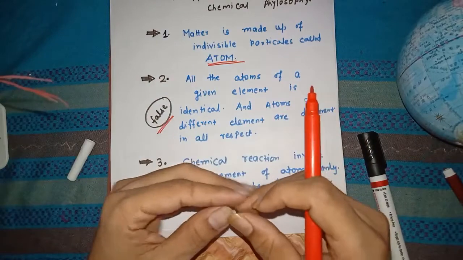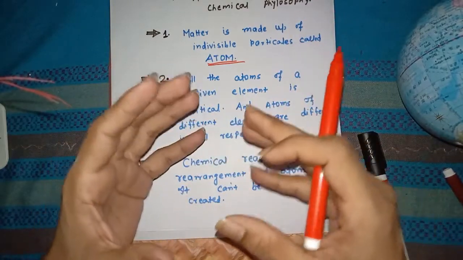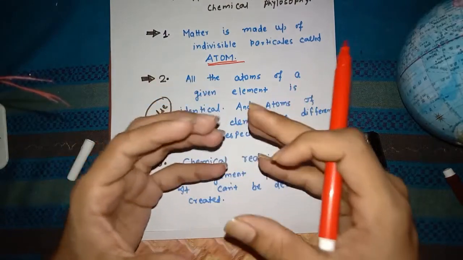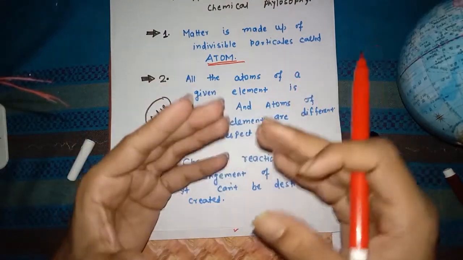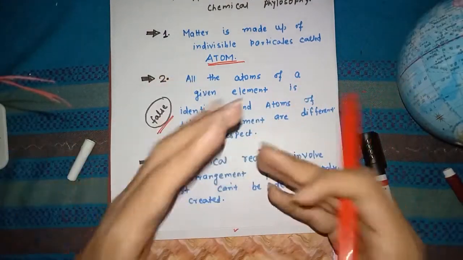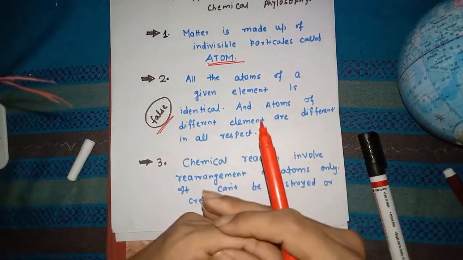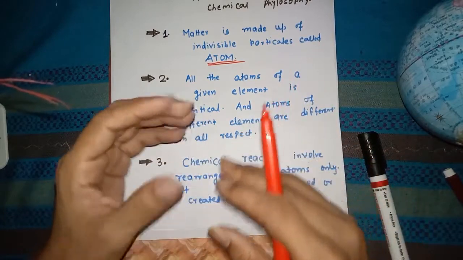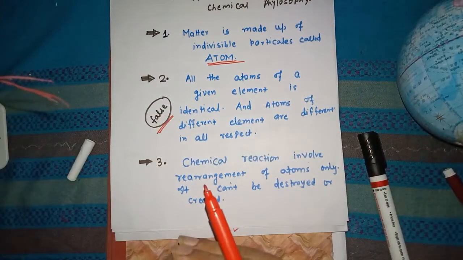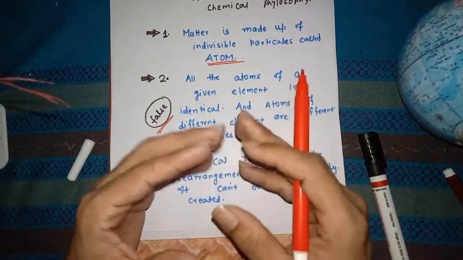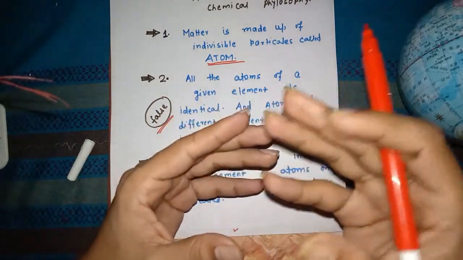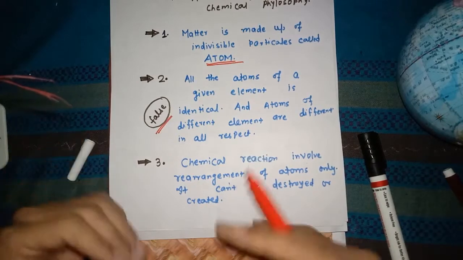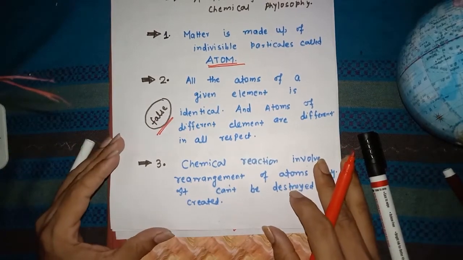You just rearrange it in a new way, and that's why the properties become different than earlier. Hydrogen and oxygen are arranged in a different manner, so the properties of the substance become different. Water becomes a liquid, while hydrogen and oxygen remain gases. So we cannot create or destroy matter, but we can rearrange it in a new way to get a new kind of substance. This is the third hypothesis of Dalton's atomic theory.